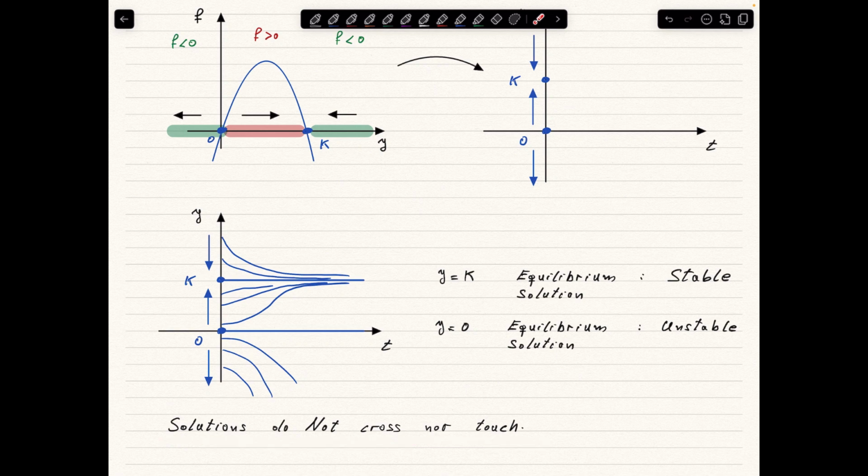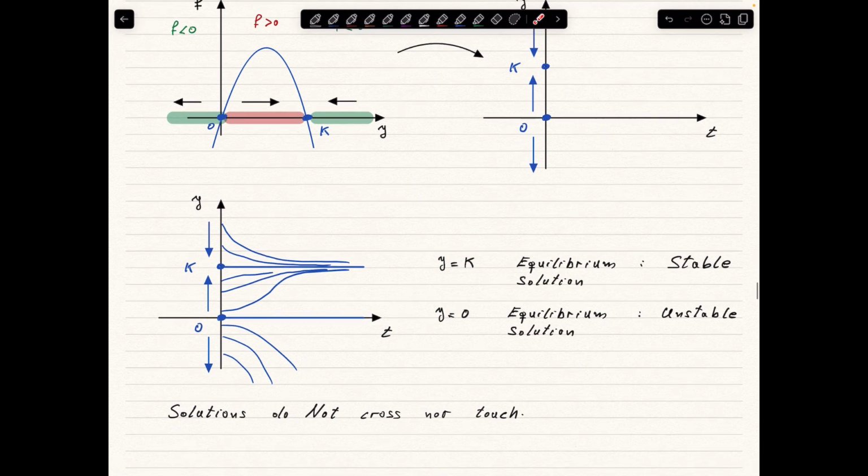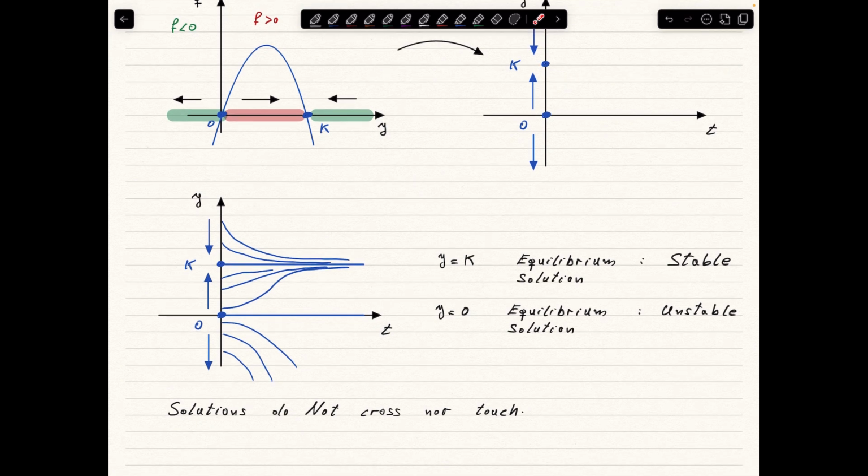And here they cannot touch either, because suppose a solution touches here, then what is it going to do? It has to increase, but if it touches and increases, it has to cross, but that cannot happen. So the solution cannot touch. If we have a constant solution, this solution gets closer and closer and closer, but it never touches, and it's always increasing. This is the graphical analysis.